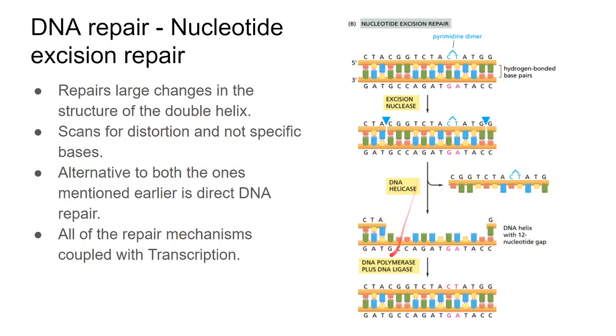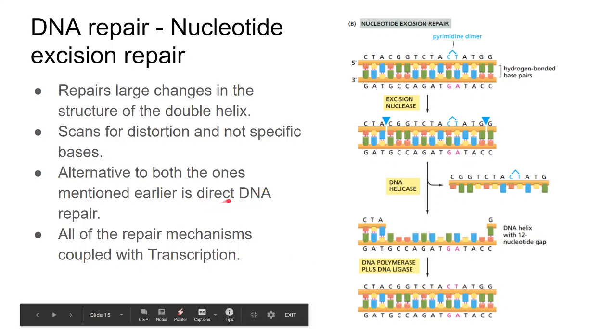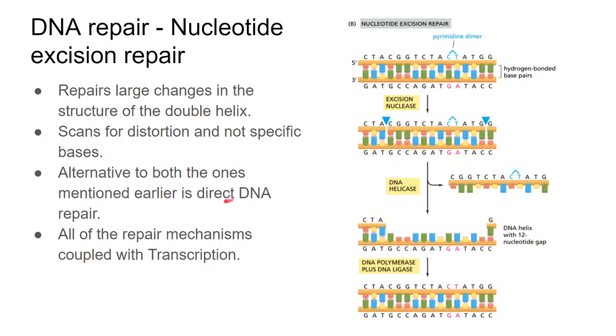But an alternative is direct DNA repair. What you do in direct DNA repair is you directly repair the DNA damage. You don't cut it out and add a new one. You see what the damage is and then you repair it.